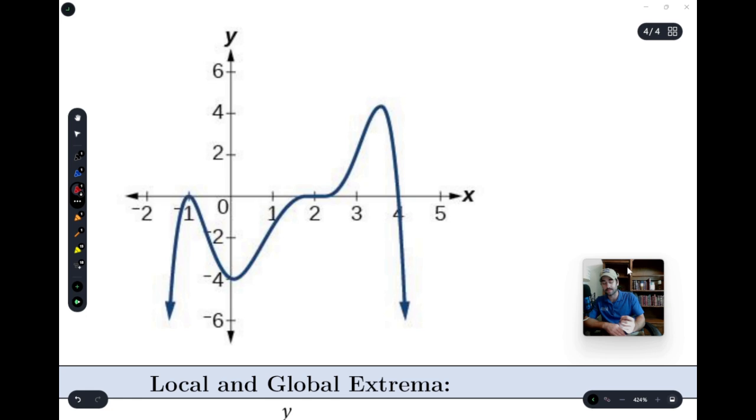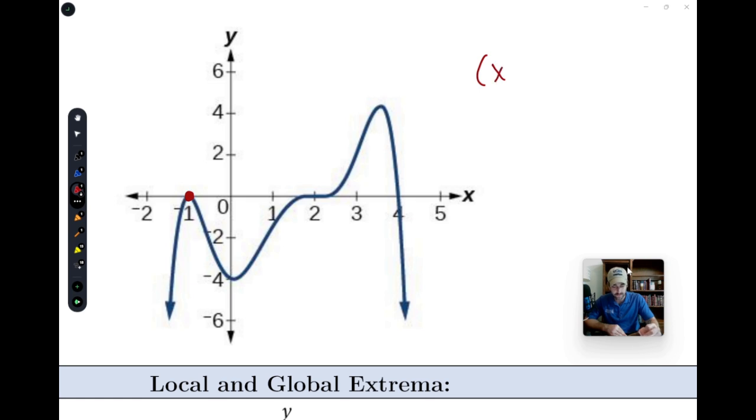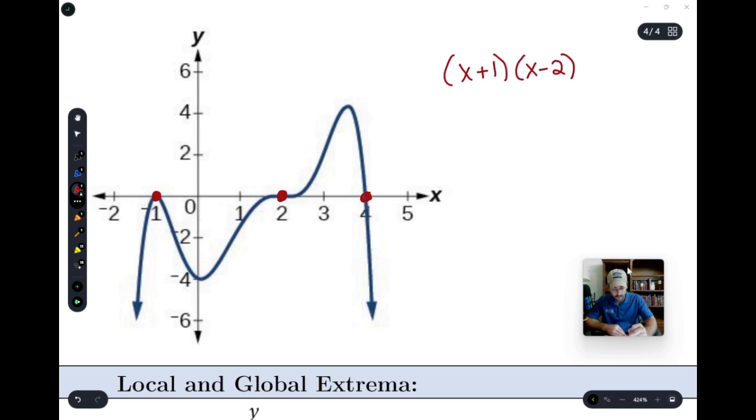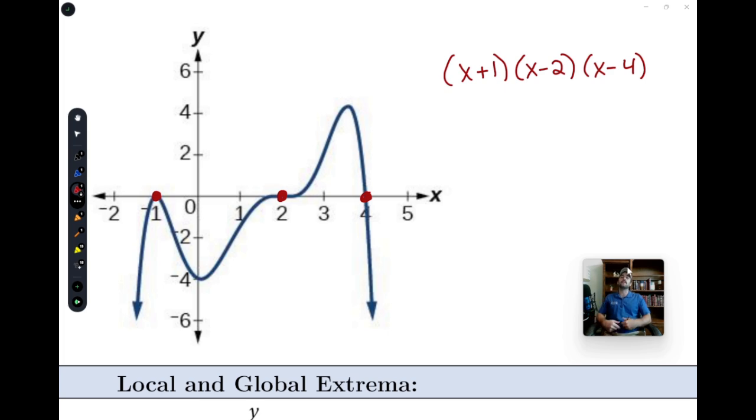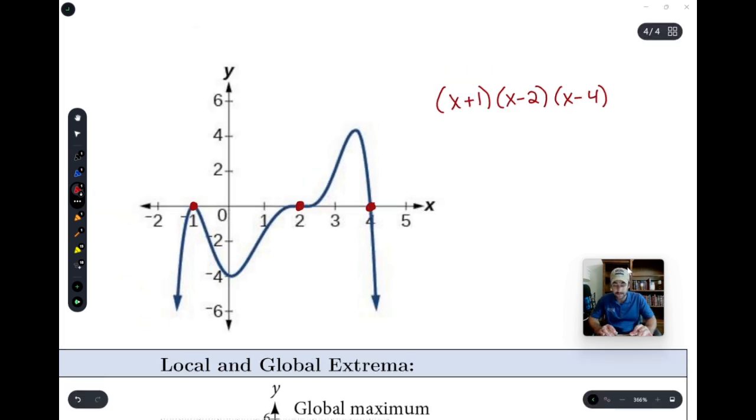So the first thing I'm going to do is say, well, I know my zeros. I know I have a -1, which means I'm going to have an x plus 1 term. I know I have a positive 2, which means I'm going to have an x minus 2 term. I know I have a 4, so I'm going to have an x minus 4 term. And now we're going to try to gauge those multiplicities as best as we can.